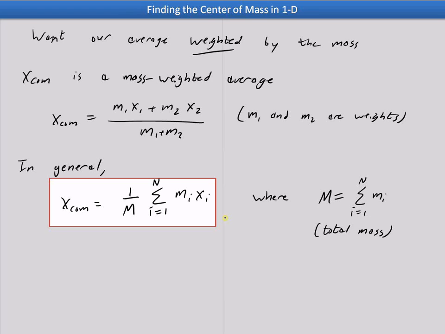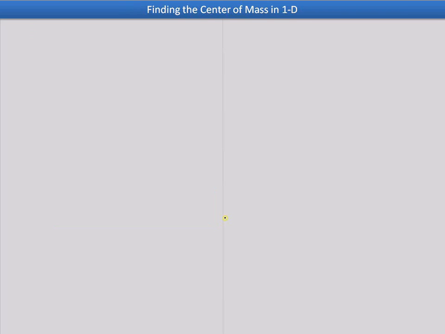Before we do that, let's try an example where we'll have just 2 particles. I'm going to pause the video for just a moment. I'm going to write down the example, and I'll be right back.